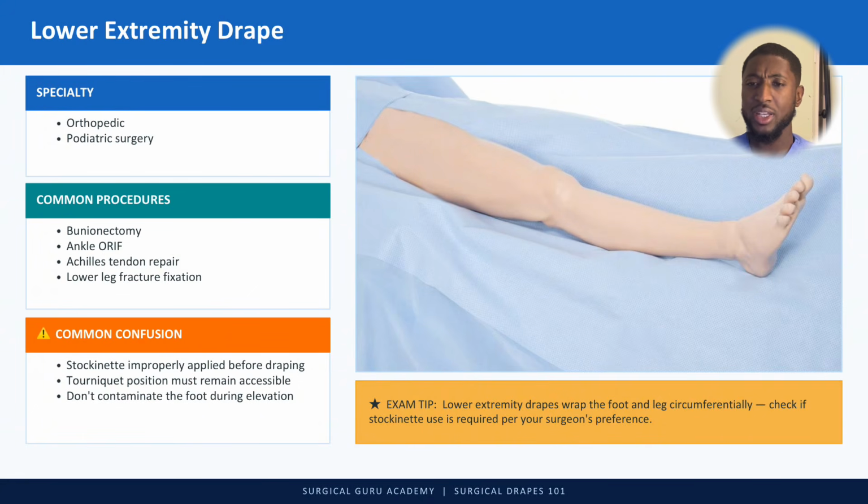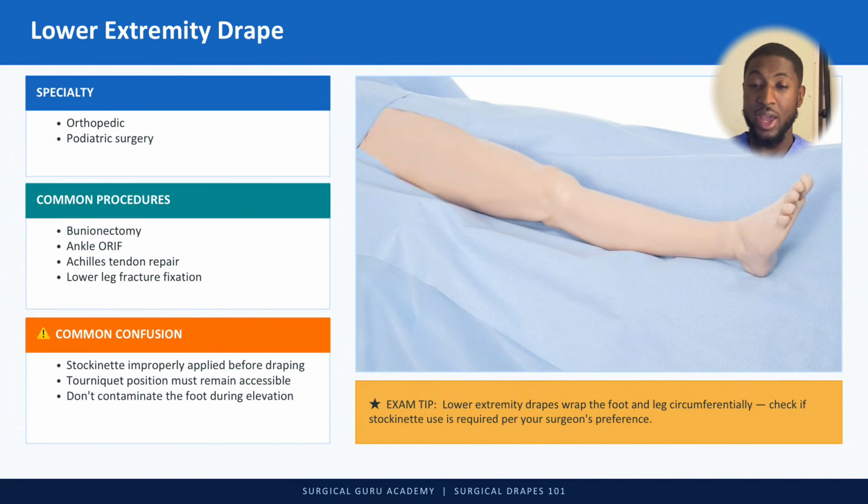Common confusion: stockinette improperly applied before dressing. So you want to make sure you put the stockinette on correctly. A lot of times we will take a Coban and wrap up the stockinette. That way it won't fall off, because it's essentially like a sock and you need something to hold it on tightly. Tourniquet position must remain accessible.